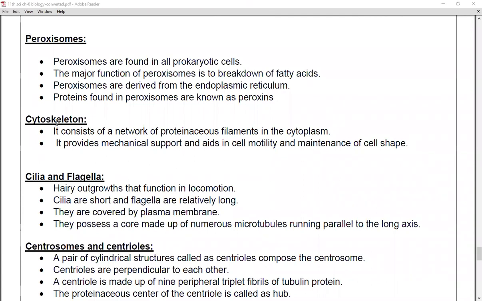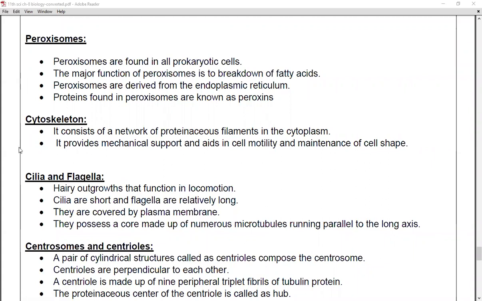Next is the cytoskeleton. This particular portion is not that important and is not mostly asked in the exam, but you need to study it, because you are going to study the cytoskeleton in detail in human physiology. For this reason, only a small amount of information is provided here. The cytoskeleton consists of a network of proteinaceous filaments in the cytoplasm. Inside the cytoplasm there are several proteinaceous filaments, and they form a network-like structure known as the cytoskeleton.